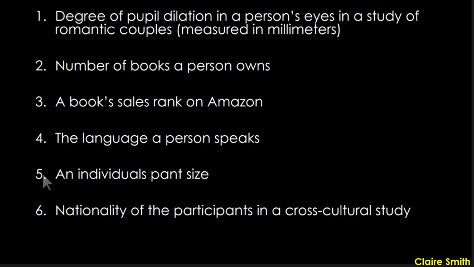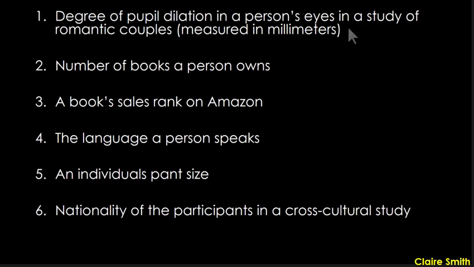So these are just some examples of different variables that we're looking at. So if we're looking at the degree of pupil dilation in a person's eye, measuring it in millimeters. I don't know if I should tell you the answer, or if I should pause the video and let you try to figure out which type of variable each of these is. So if they're quantitative or categorical, and then if they are quantitative, if they're ratio, ordinal, or interval. So I'm going to give you a minute to do that. Pause the video and try it, and then I'll just go through and tell you.